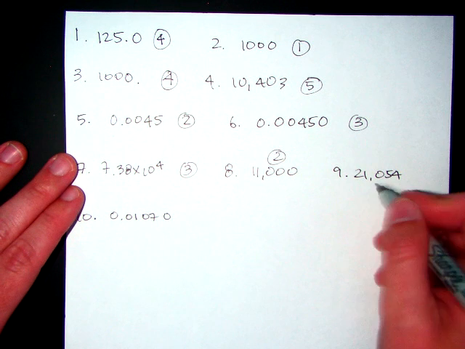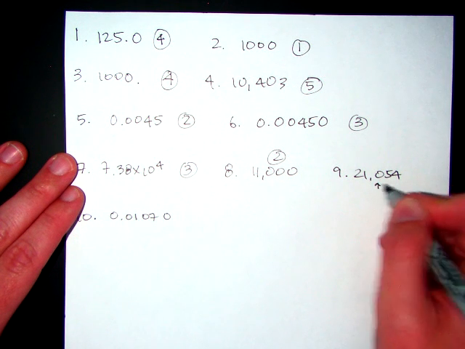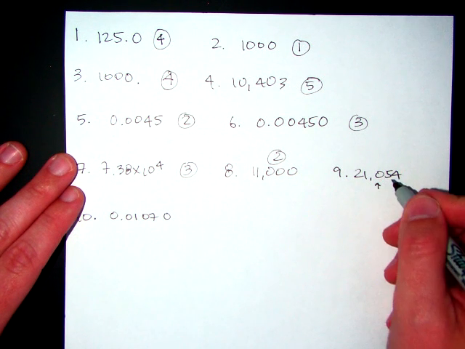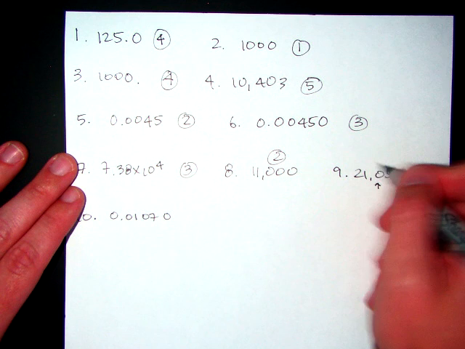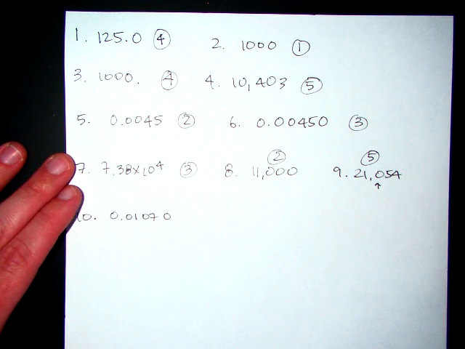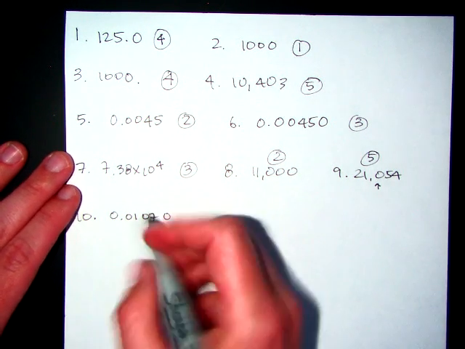Next, number 9, 21,054. The 0 here is in between a 1 and a 5, and that makes it significant. So this one has 5 significant figures. How many had 5? Be proud. There you go, Liam. Proud of you.